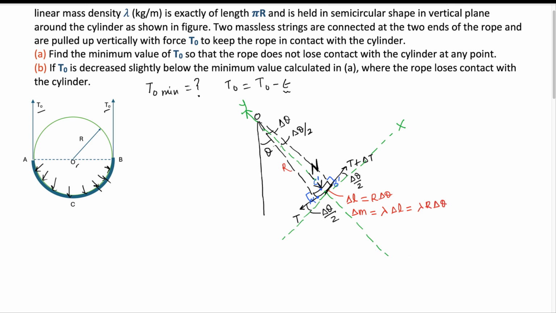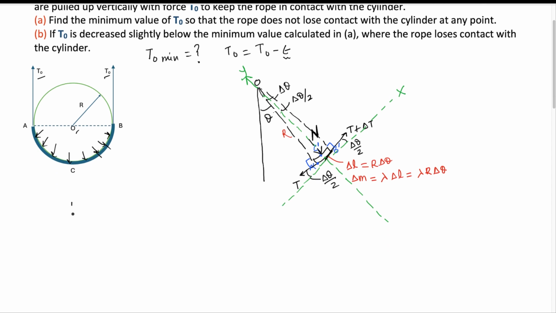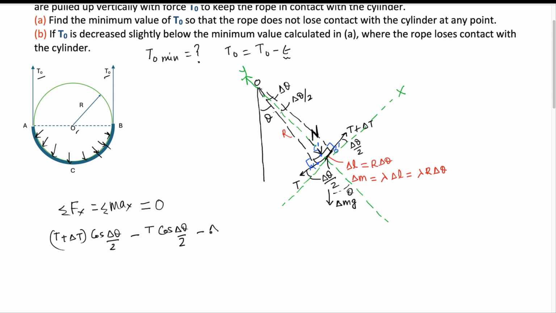Right? Okay, with these things in place, let's write the equation. Fx equal to max. In the x direction, we know that there is no acceleration, so this is 0. So what are the forces then? (T plus delta t) cos delta theta by 2 minus t cos delta theta by 2. And where is mg acting? So delta mg is downwards. And this angle is theta, so this angle will be 90 minus theta. So then minus delta mg sine theta should be 0.